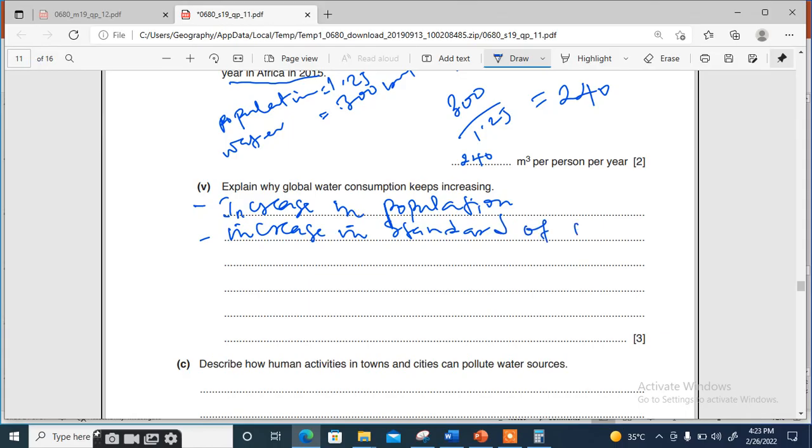Increase in standard of living. You can also look at increase in industries, increase in irrigation and agricultural use.